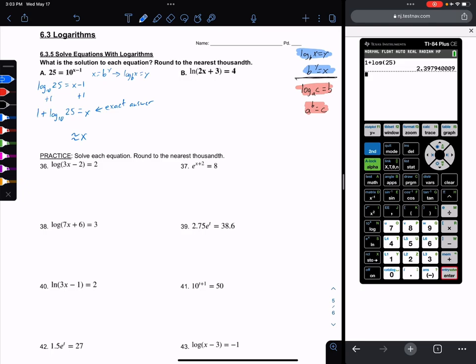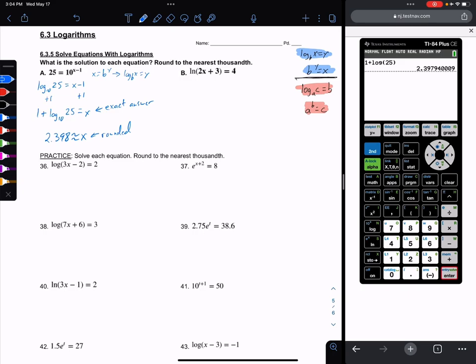2.3979, so we'll go up to 2.398. So x is approximately 2.398. And again, this is a rounded answer. If you're looking for an exact answer, once you have x isolated, we can't combine the 1 and the log of 25, so you could stop there. But if we're looking for a rounded answer, more of a number that we can use, you'd be looking at this step here. Either one of those really suffices. It's up to what the question is asking.